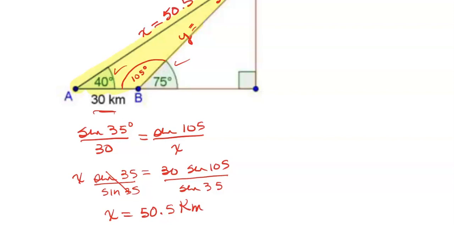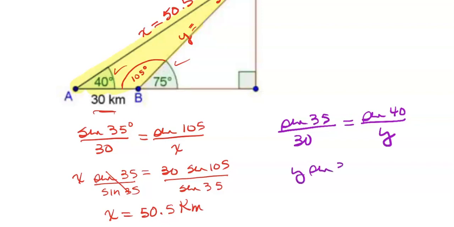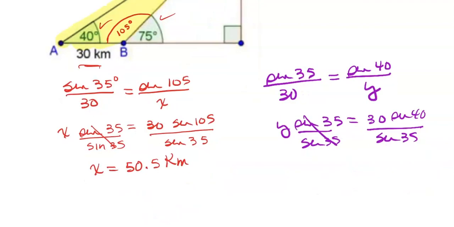Now I'm going to try to find y. I'm just going to stay inside that triangle. To find y, I'm going to use the same pairing of sine 35 over 30. But now I'm trying to find y, so I'm going to say sine of 40 over the missing side y. So first do your multiplication, because you have fraction equal to fraction. Divide and divide. And in your calculator goes this formula.